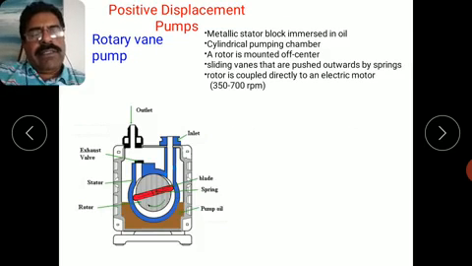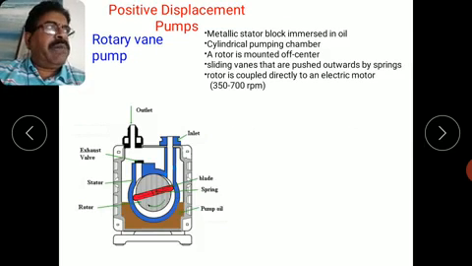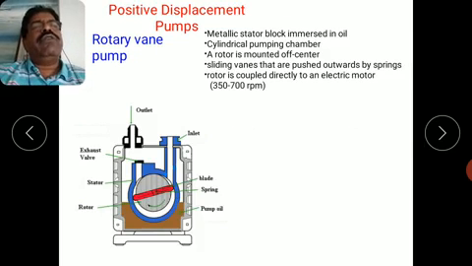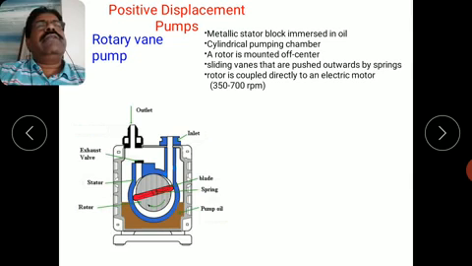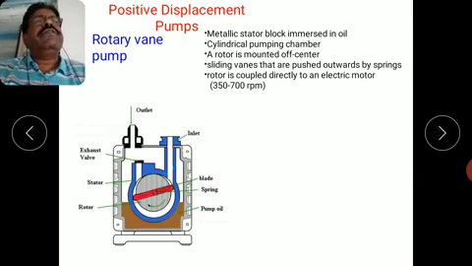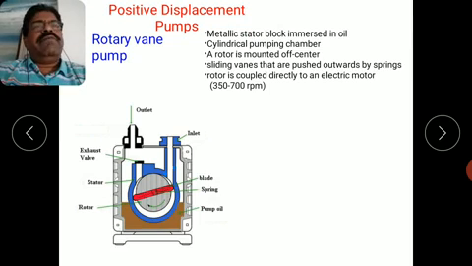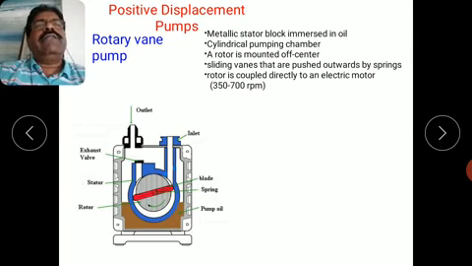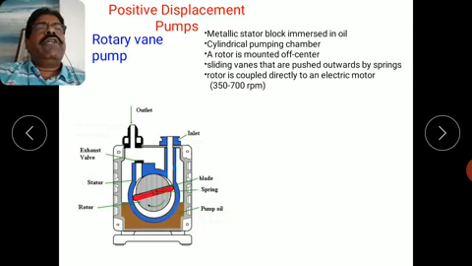Okay, so with this basic information, we have studied some performance parameters of vacuum pumps. Now let us start the actual study of the vacuum pumps. Let us see some examples of the first type of vacuum pump, that is the positive displacement pump. The first example that we are going to study is the rotary vane pump. This is the diagram of a rotary vane pump.